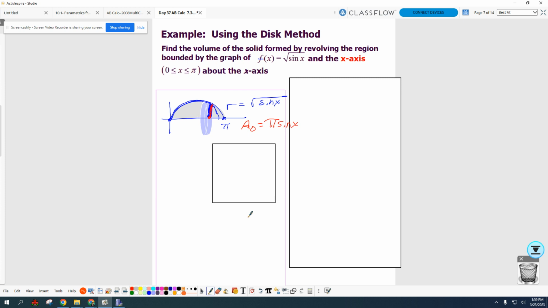Okay, so Sam, I have the area of the cross section. To get volume, I need to integrate. I need to find all of the areas and add them up. So I have pi times the integral from 0 to pi of sine of x dx. Kian, what is the integral whose derivative is positive sine? Negative cosine.